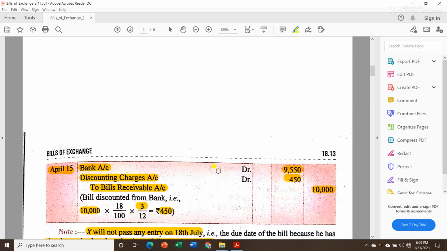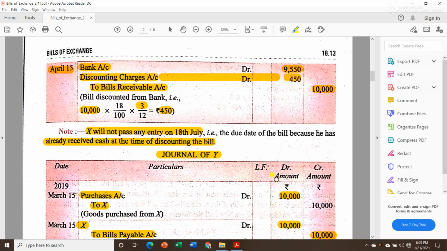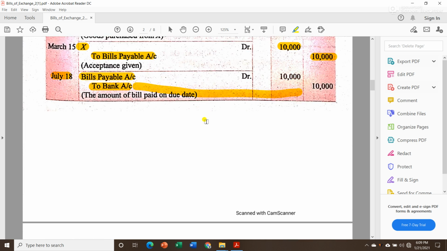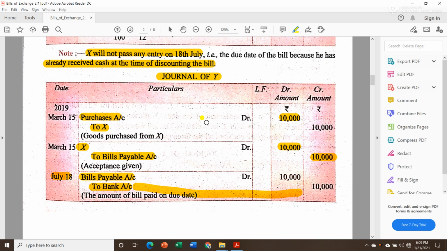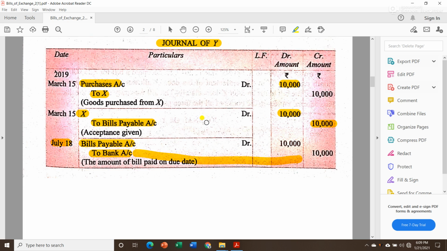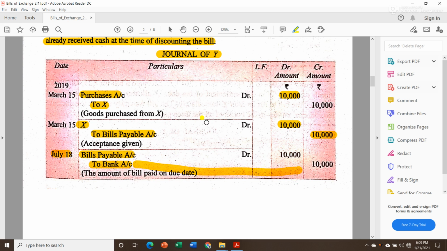You can see the discounting charges, that is rupees 450, is nothing but income for the bank, or you can say a charge for lending money to Mr. X. Now this is how you are supposed to calculate discounting charges. For this session we will wind up here, and in our next session we will talk about another use of bill of exchange, that is endorsement of bill. If you have any doubts, you can contact me. Thank you.